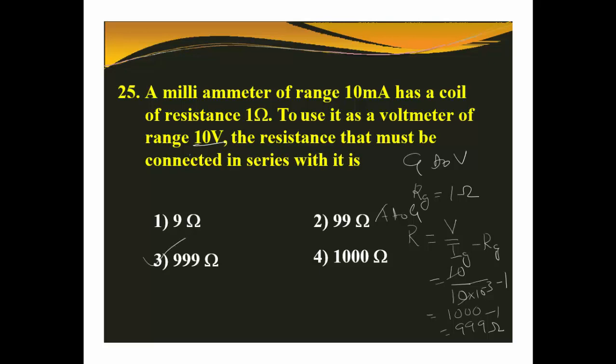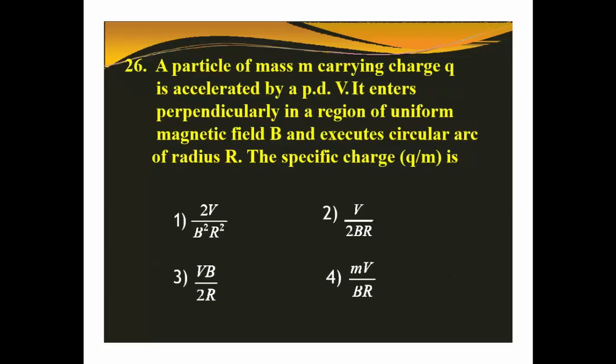Okay, the next question. A particle of mass m carrying a charge q is accelerated by potential difference V. It enters perpendicularly into a uniform magnetic field.